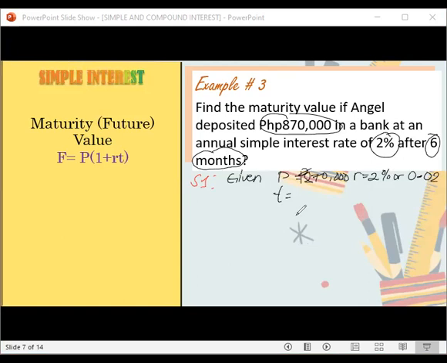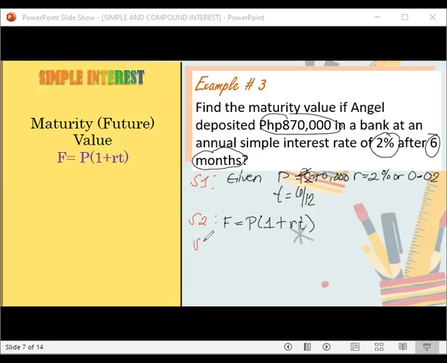So, ano ang gagawin natin? Convert it into years. So, 6/12. Okay, so now for step number 2, apply the formula. Ano ba yung formula natin? Future value is equal to the principal times 1 plus rate times time.